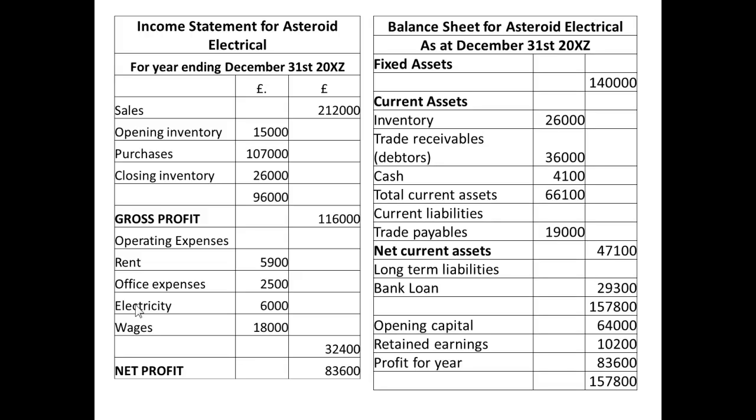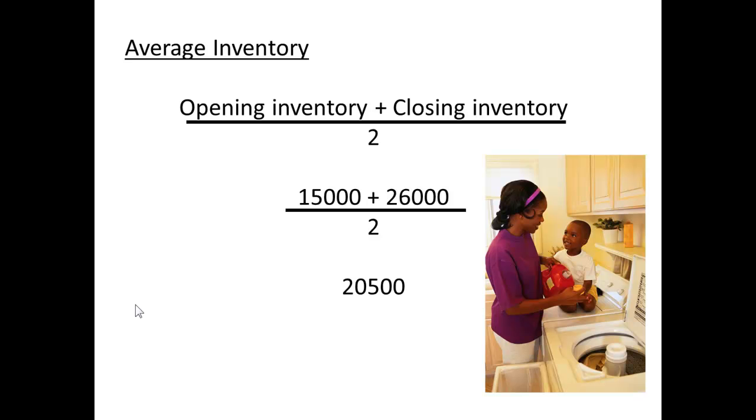And the first thing you can notice then is opening inventory 15,000. This is in the income statement. Closing inventory 26,000. That's pretty high for inventory, particularly when you immediately note that the figures for the cost of goods sold are 96,000. So we'll start with that.